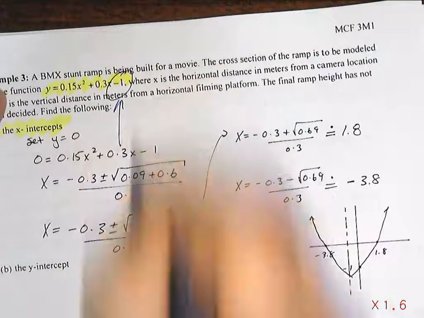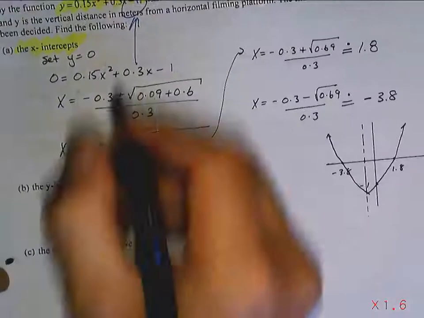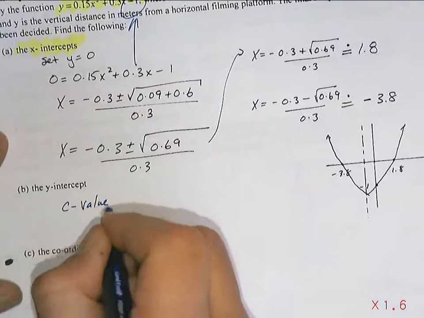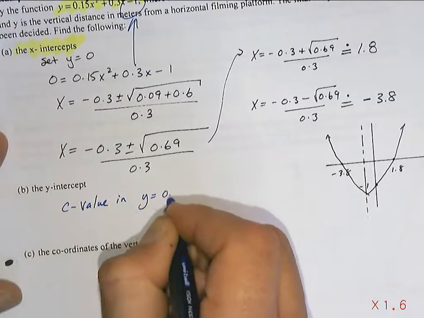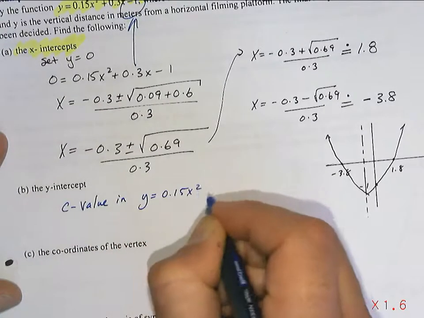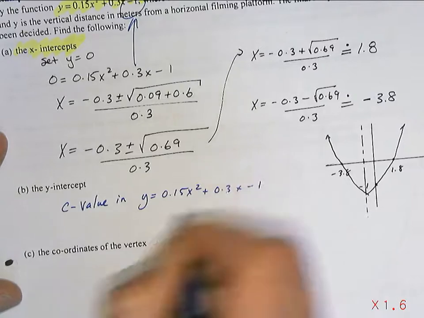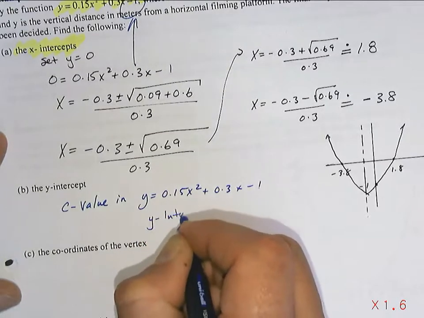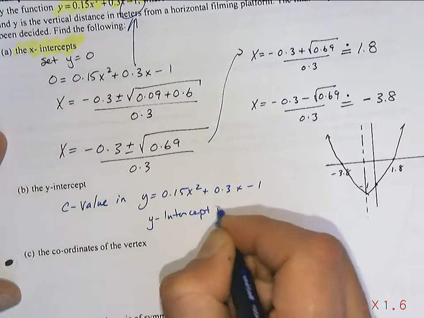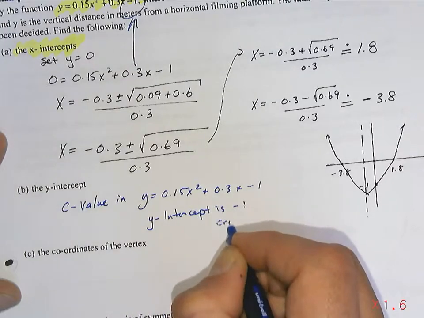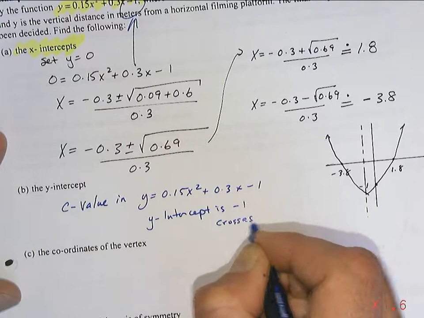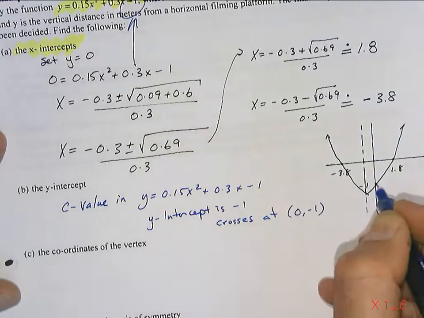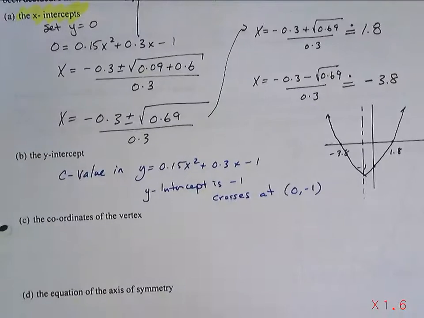I got the y-intercept by looking at the equation, seeing the c value. So the y-intercept is the c value in y equals 0.15x squared plus 0.3x minus 1. So it's going to be, y-intercept is -1, which means it crosses at (0, -1), which is what I have here already because we're just that good.